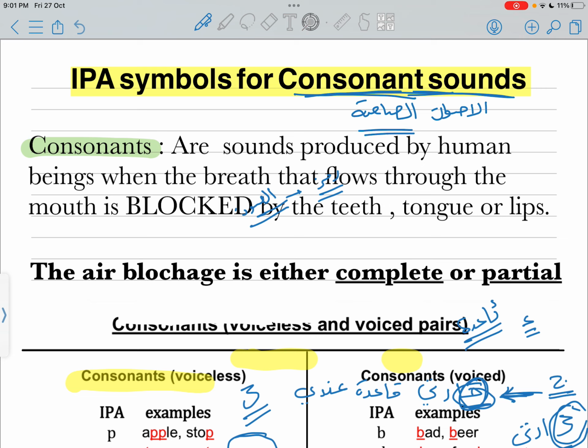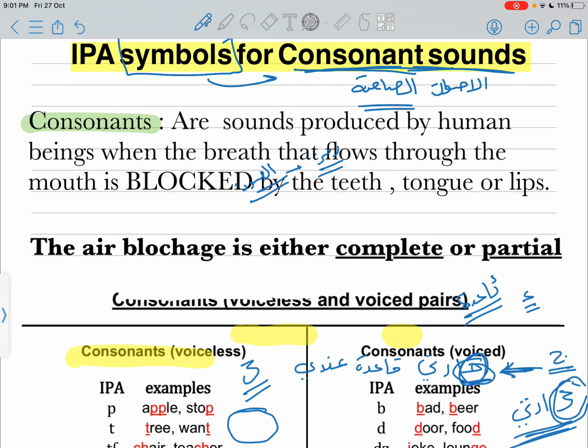We will talk about the symbols of consonant sounds. But first, let's know what is the meaning of consonant sounds. Consonants are sounds produced by human beings when the breath that flows through the mouth is blocked. So we call them consonants, صامتة, because here we have blockage of the airflow.